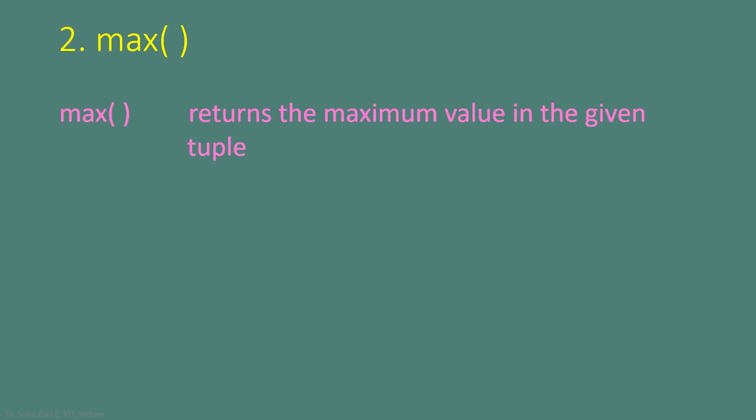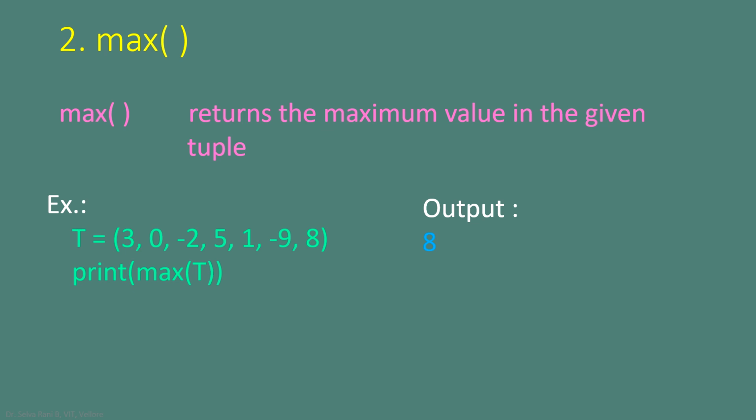The next method is max. This method returns the maximum value in the given tuple if it contains numerals. For example, if T is equal to 3, 0, -2, 5, 1, -9, 8, and if we try to print max of T, it will display the value 8.